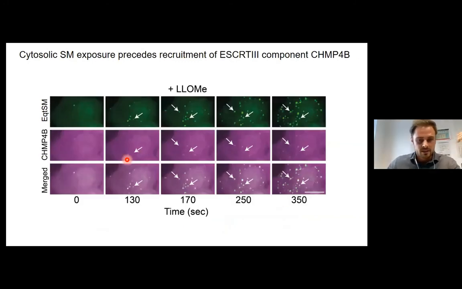Now, to further understand the kinetics of cytosolic sphingomyelin exposure, we also compared the recruitment of equinotoxin with the recruitment of components of the ESCRT machinery, like CHMP4B here in magenta, as it was recently shown that the ESCRT machinery is rapidly recruited to damaged lysosomes, where it actively contributes to membrane repair. And what we found was that, yes, the ESCRT machinery is rapidly recruited to damaged lysosomes, but cytosolic sphingomyelin exposure still precedes the recruitment of ESCRT.